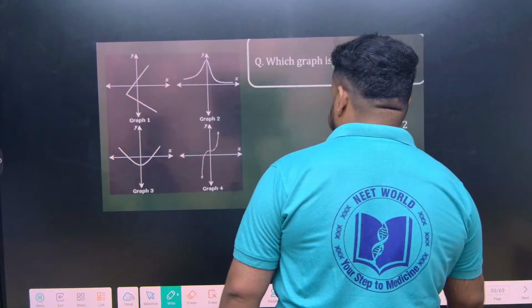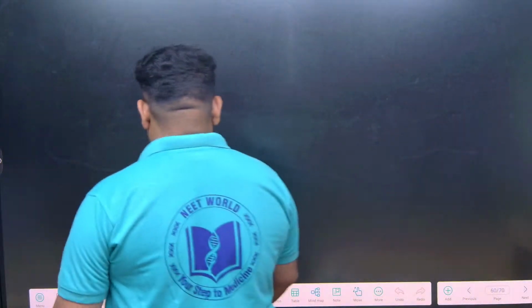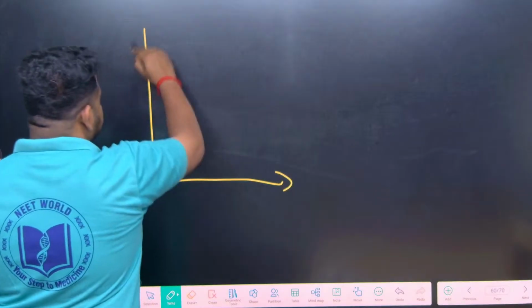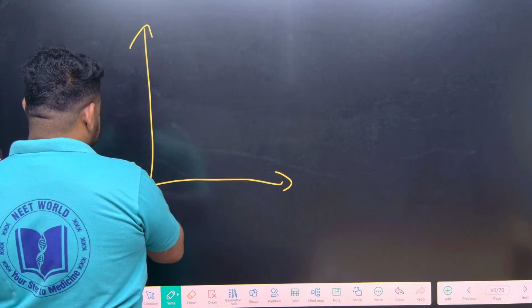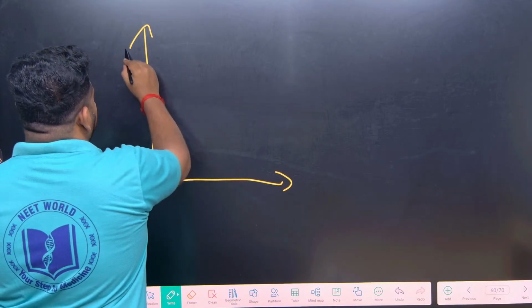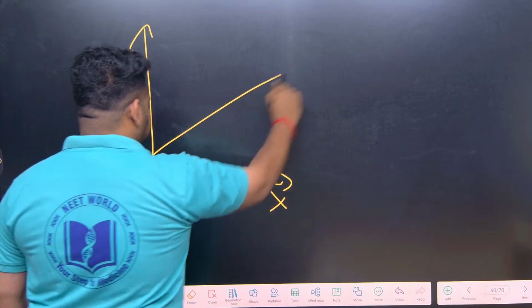Now observe carefully before we go to the question. Let me take one more example to say whether it is a function or not. See here, we are having a line like this. This is the y axis, origin, this is the x axis. Suppose we are having a line like this.